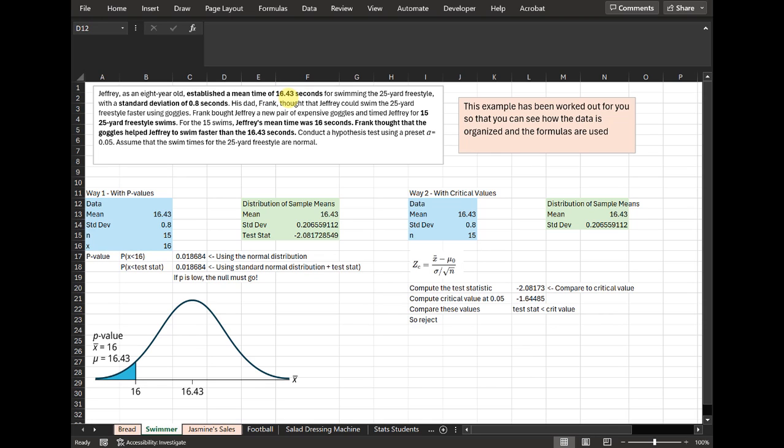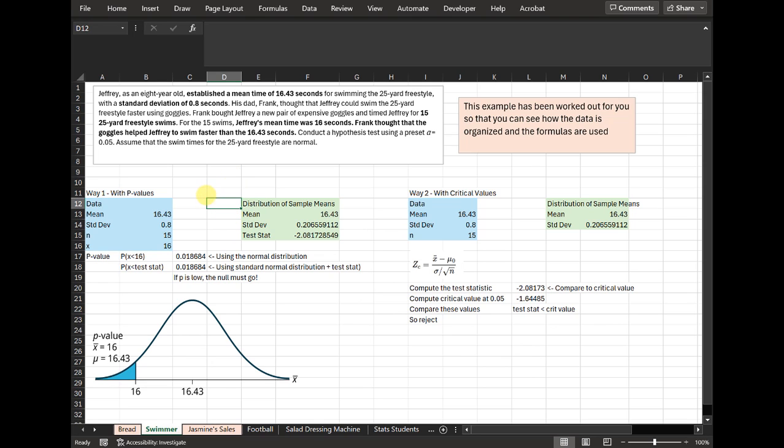Now, a couple of things just to point out with this. This is always an important thing to note. The way that this is worded, we have an established mean time and an established standard deviation. This standard deviation, because it is established, is what's making us believe that this is the normal distribution. So you always want to figure out, are you working with the normal distribution or student's t? And since it says established, that's the assumption that we can make.